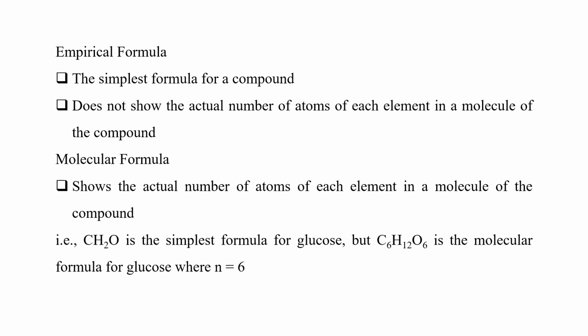For example, glucose. The molecular formula for glucose is 6 carbons, 12 hydrogens, and 6 oxygens. The simplest formula, or what we call the empirical formula, will be 1 carbon, 2 hydrogens, and 1 oxygen.